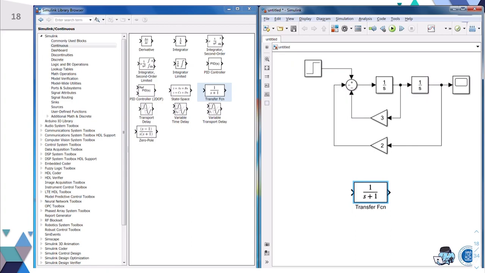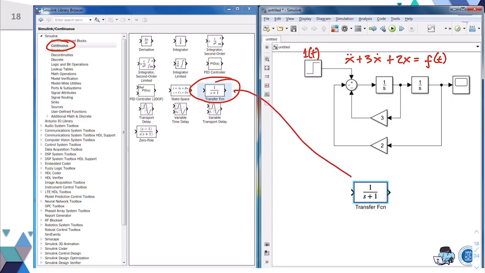Now let's make a comparison by performing another simulation for the same differential equation. Remember that the differential equation is x double dot plus 3x dot plus 2x is equal to f(t), where f(t) is a unit step function, something like this. What I do here is I'm clicking continuous, opening the continuous menu. Inside this menu there is transfer function, so please drag the transfer function to your program, and then double click on the transfer function to customize.